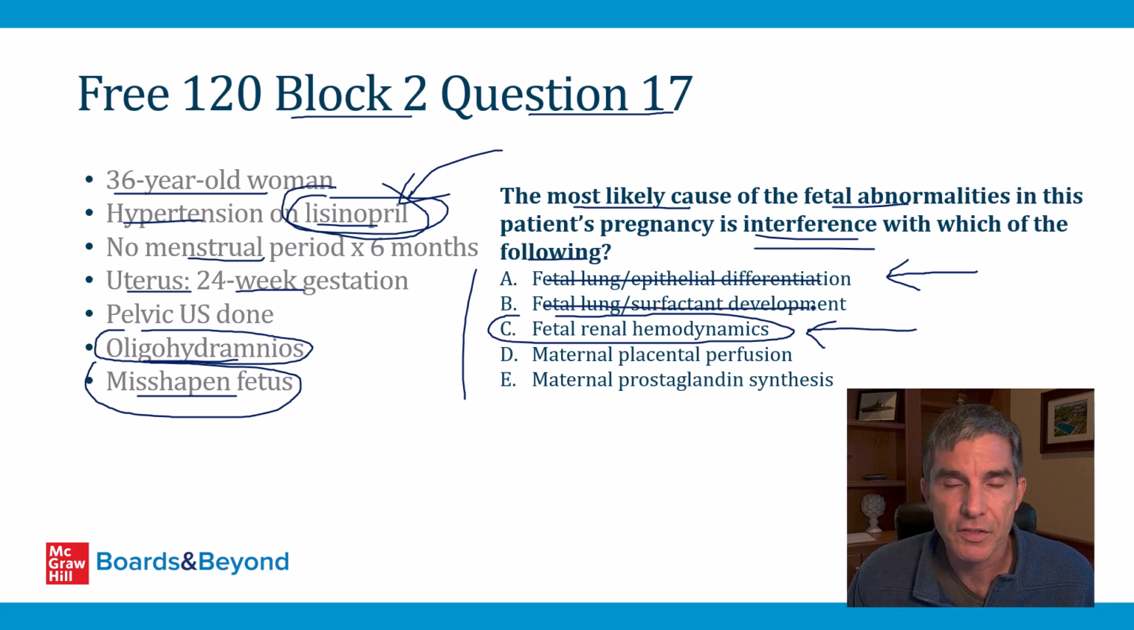Answer choice B is fetal lung and surfactant development. This is incorrect. Surfactant problems lead to neonatal respiratory distress syndrome. This is going to present in a baby who was born prematurely and now has respiratory problems. It's not going to describe a case of oligohydramnios and misshapen fetal parts like the head and the limbs and things like that.